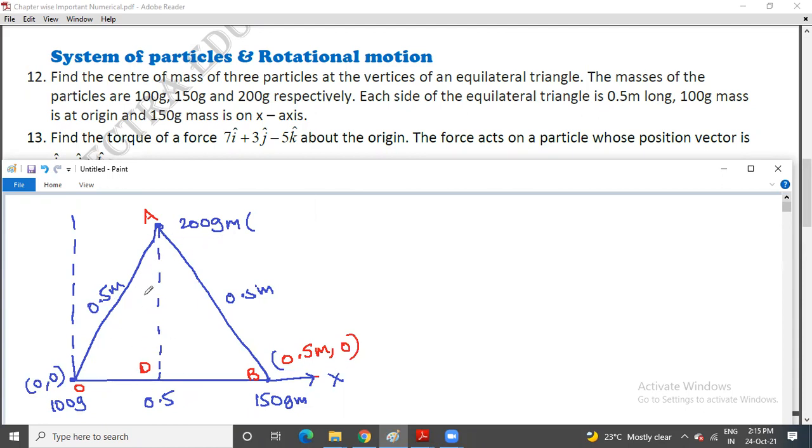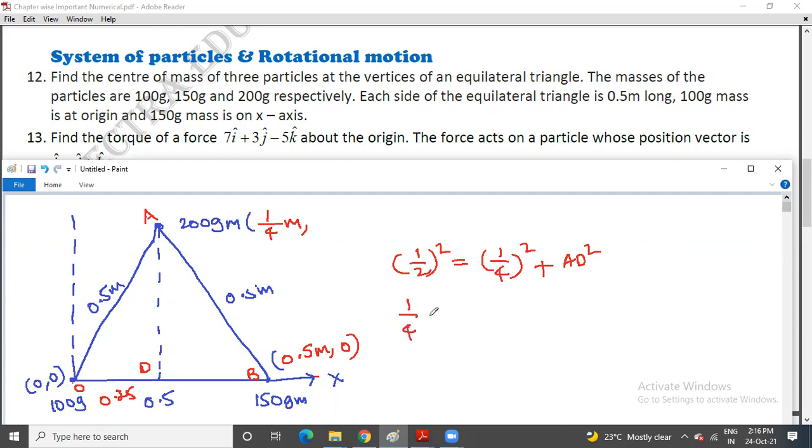Now it is important to determine the coordinates of the third particle. So AD is 0.25, so that will be the x coordinate of 200 grams. 0.25 can also be written as 1/4 meters. This is the x coordinate. It is important to find the y coordinate of the 200 gram particle, so make use of Pythagoras. It is AO square. So what is AO given? 0.5, means (1/2) whole square. Now OD square. So what is OD? OD is 0.25, which can also be written as (1/4) whole square, plus AD square. So AD is going to be the y coordinate of 200 grams.